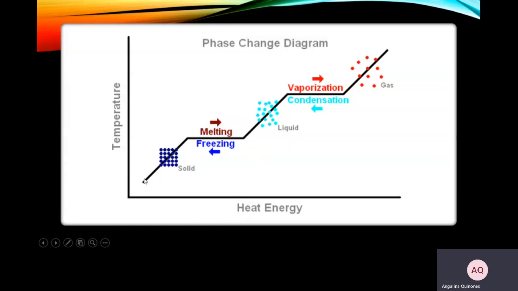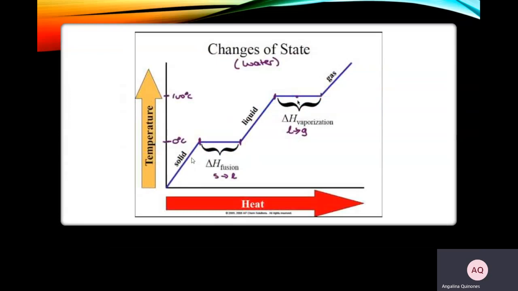However, at a certain point, this is going to start to melt. This part of the phase diagram is the melting phase. And notice, we no longer have a positive slope. We actually have now a zero slope. It's a horizontal line. So we have zero change in temperature. However, we are continuously increasing in heat. When that happens, when heat is increasing, but temperature is not, we call that latent heat. And in this case, latent heat has a special name. So whenever we're melting, we call that the heat of fusion.